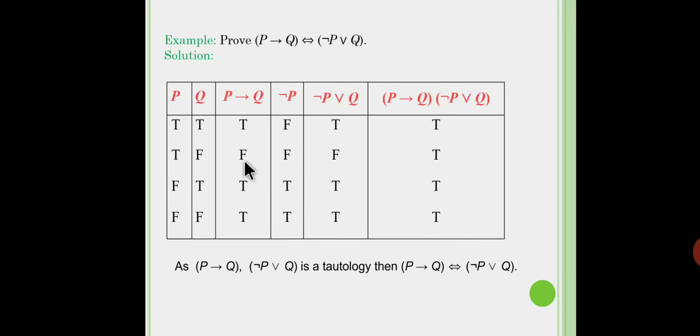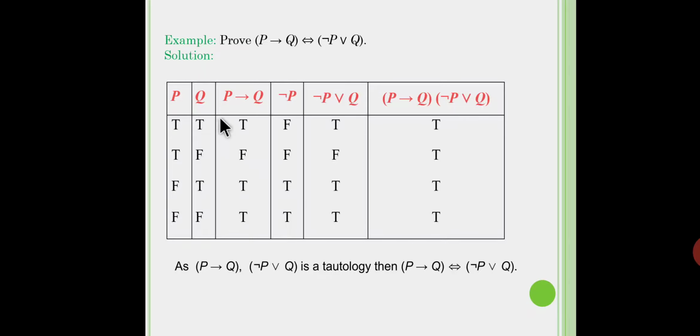So in the second case, negation P has truth value false and Q also has truth value false, then their compound statement negation P or Q gives truth value false. In the remaining cases, the truth value of this compound statement is true, true, true.